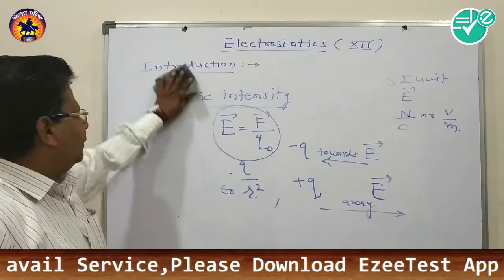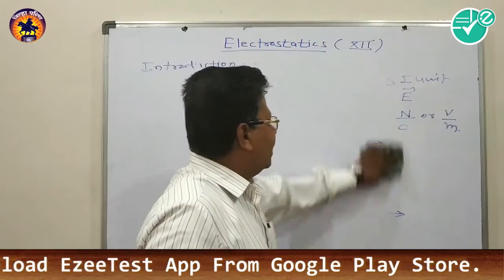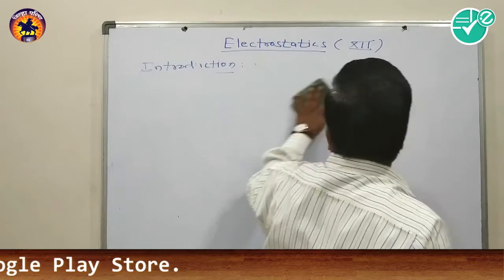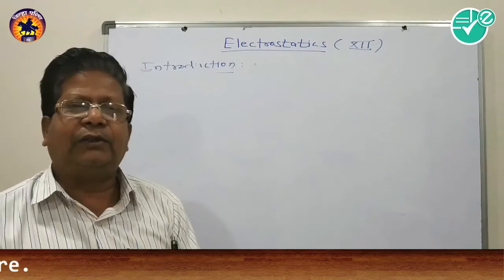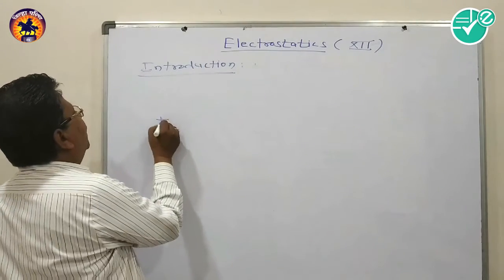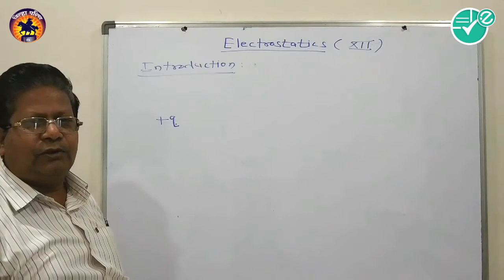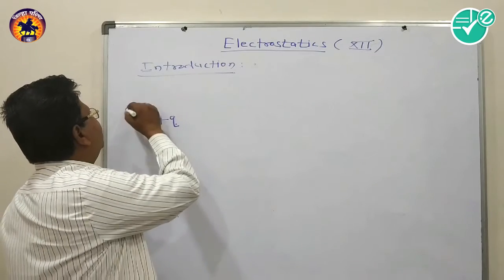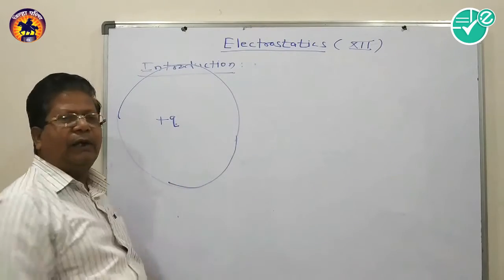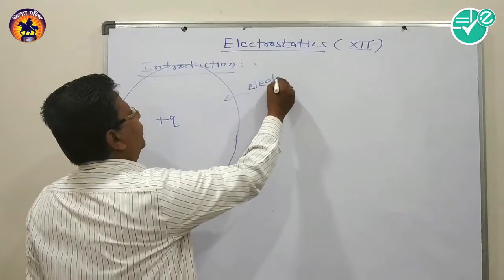Again, we know that if a point electric charge is situated in a medium, then it produces an electric field in the surrounding region. Suppose a charge plus Q is situated in a medium of permittivity epsilon equal to epsilon 0 k, then this charge will produce an electric field in the surrounding region.